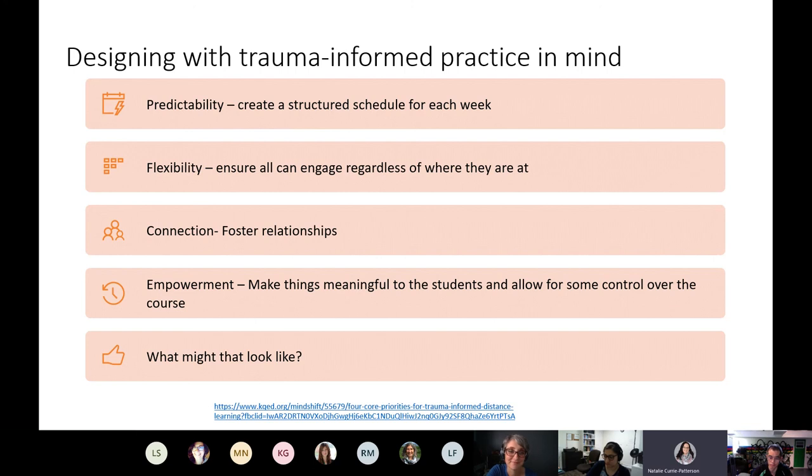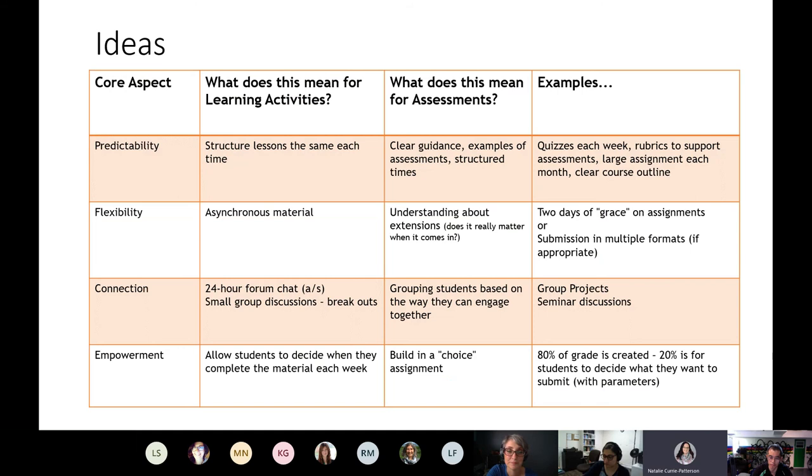Okay, thank you. On this slide we have some ideas, and some of these are connected with the ideas we've had. Around predictability, if you're going to do quizzes or have assignments due each month, let students know through clear guidance, providing examples and structured times for submissions. But also be flexible, right? Understanding extensions, does it matter when it comes in? Think through why it might matter, because in some instances it might, and in other instances it might not.